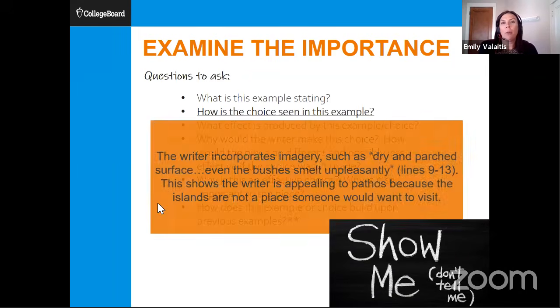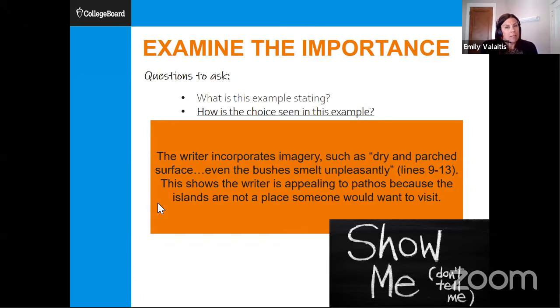So here's an example of something that I would possibly see from my students. They would write something like, the writer incorporates imagery such as, quote, dry and parched surface, even the bushes smelt unpleasantly. This shows the writer is appealing to pathos because the islands are not a place someone would want to visit. The student just tells me it appeals to pathos. They don't explain to me how it appeals to pathos. I want to know, what is the image? Why would this image appeal to pathos? In what way? If the student had one more sentence between the example and the this shows, it would make it a lot clearer.